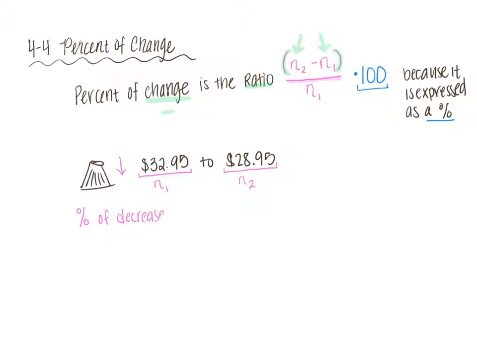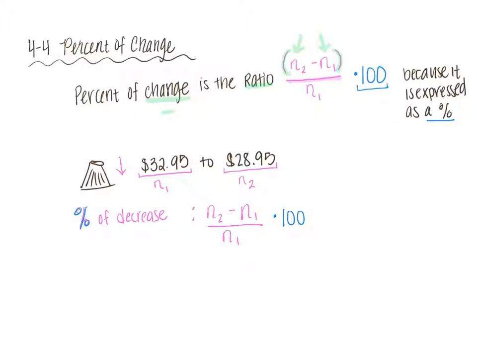A decrease is a change. Any change can be positive or negative, okay? So I could have increase, I could have decrease. Here the price went down, so it's a percent of decrease. And what I'm going to end up doing is plugging this in. So notice that my formula is N2 minus N1 over N1 times 100, because I want to find percent.